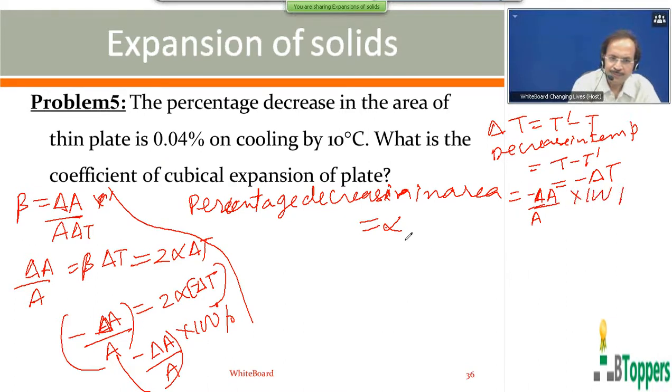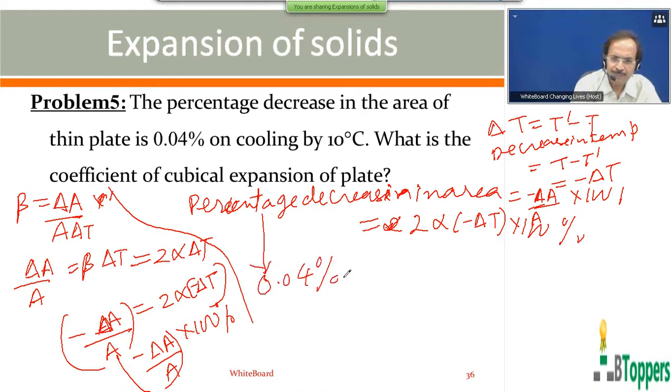That is equal to 2 alpha into minus delta T into 100%. Minus delta T is the decrease in temperature. So the percentage decrease in area is given as 0.04%. Minus delta T is the decrease in temperature, that will be the same whether you express it in degrees centigrade or Kelvin. So that is 10 degrees centigrade into 100.